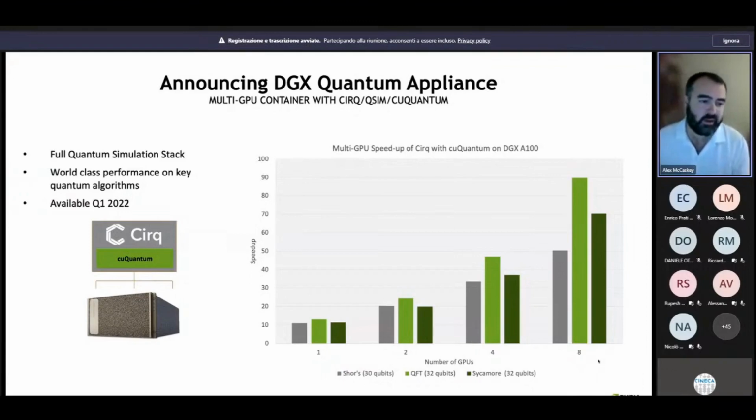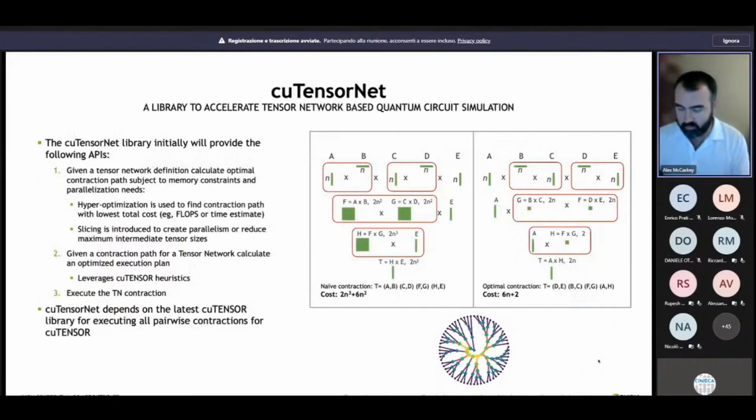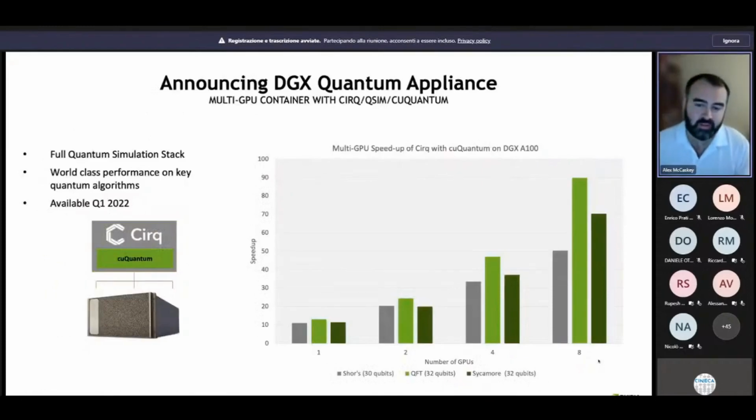And so what we're doing is, in early Q1 of next year, we'll be releasing what we call the DGX Quantum Appliance, which essentially is a container which has Cirq with cuQuantum support built in. It's kind of a holistic workflow. You can start at the application level and target something like the DGX A100 from a containerized approach, and this will be coming out in the next couple of months.